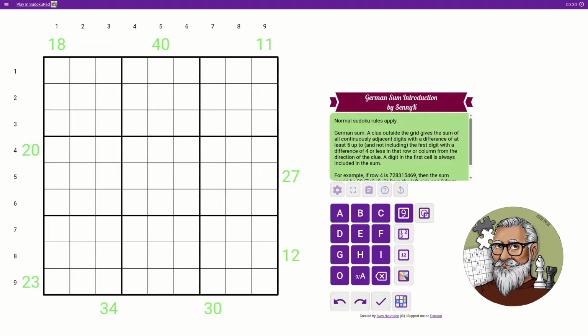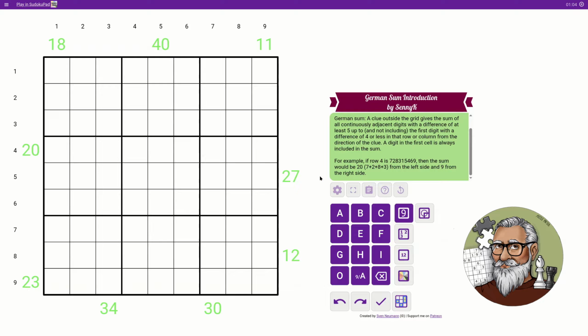Right, let's read the rules. Normal Sudoku rules apply. So we have to place the digits 1 to 9 once each in every row, column, and 3 by 3 box. German sum, a clue outside the grid, gives the sum of all continuously adjacent digits with a difference of at least 5 up to and not including the first digit with a difference of 4 or less in that row or column from the direction of the clue. A digit in the first cell is always included in the sum.